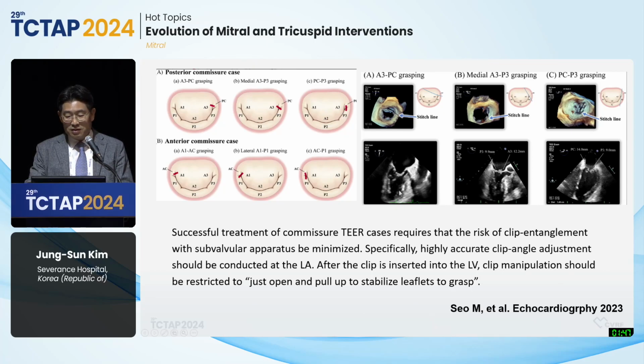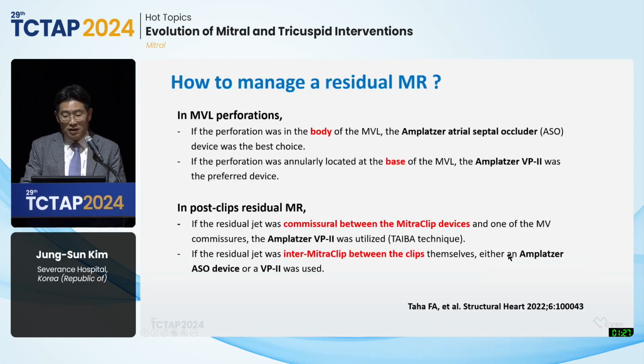As you can see here, there is a somewhat different strategy according to different anatomy. But one important thing is that we should keep in mind the clip manipulation should be restricted to just open and pull up to stabilize the leaflet to grasp, which is very important in this very crowded chordal area. And the other is residual MR.